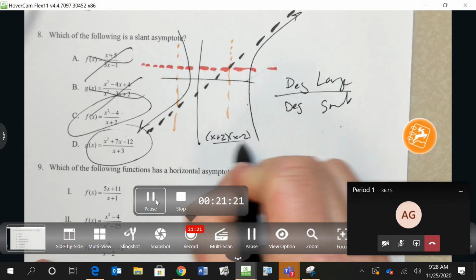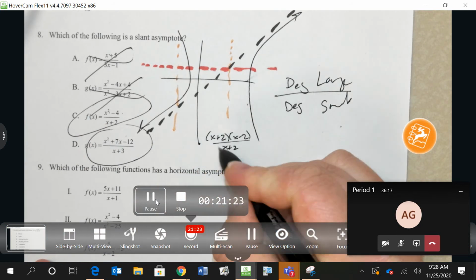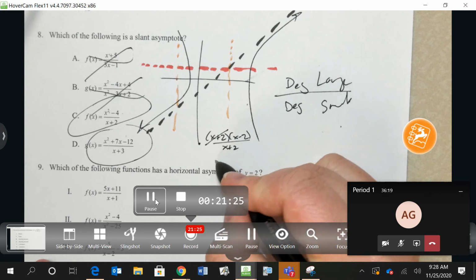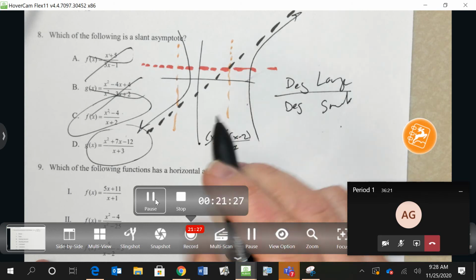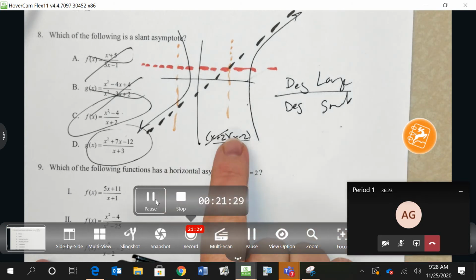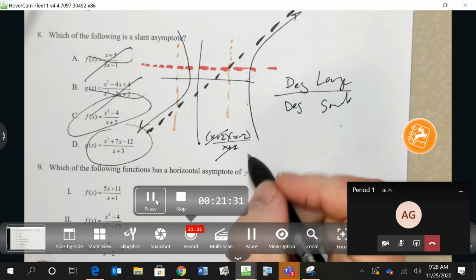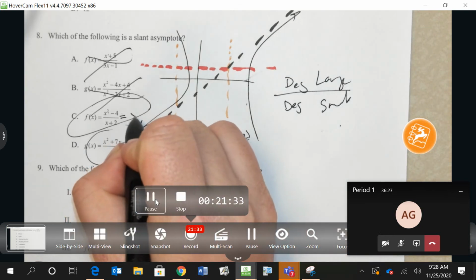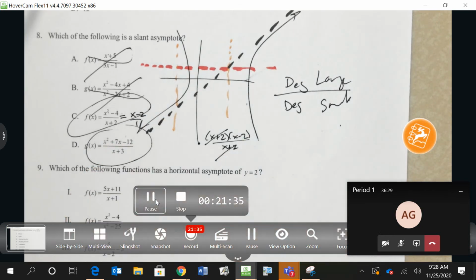On the bottom, I have x plus 2. So the x plus 2 on top and the x plus 2 on the bottom don't just disappear, they simplify into 1, and you're left with x minus 2 on top. So this is equivalent to just x minus 2 over 1. We'll talk about it in a little bit.